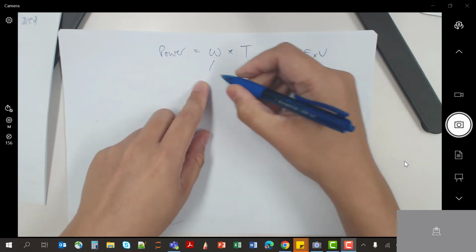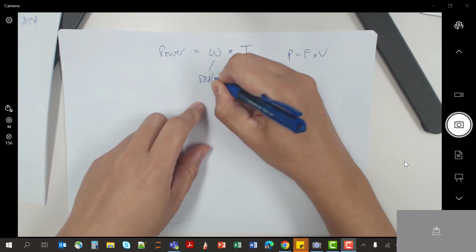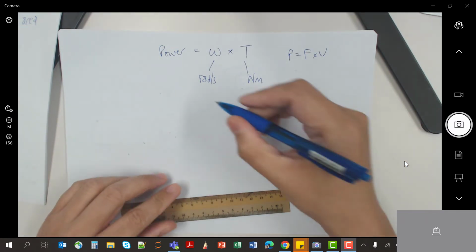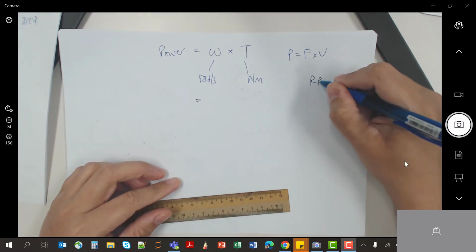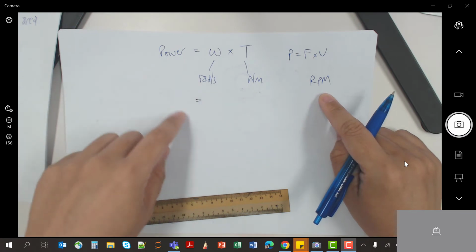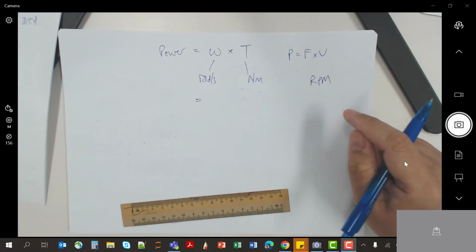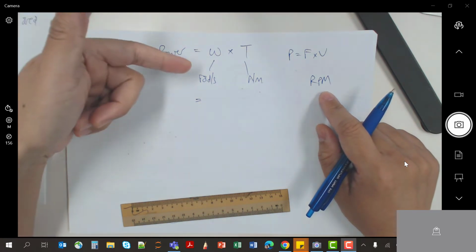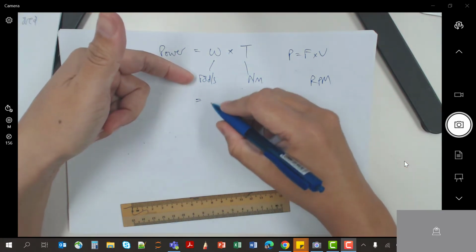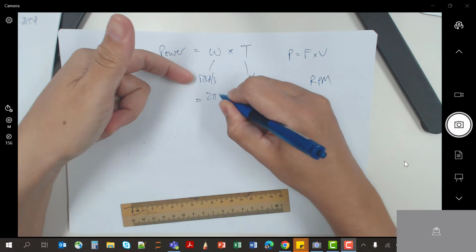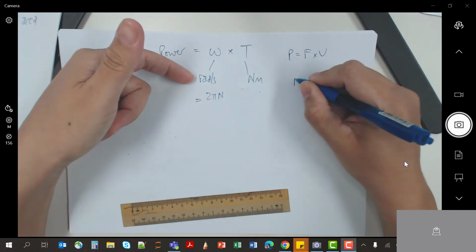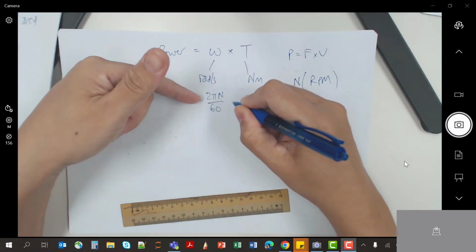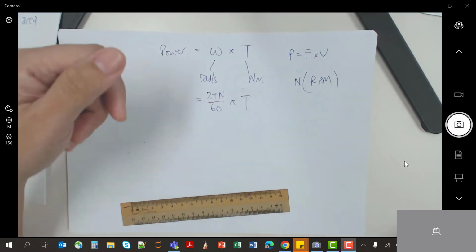So they are essentially the same. Omega would be radians per second and torque would be Newton meters. Sometimes you are given your RPM value instead. The shaft is turning at say 500 rotations per minute, so you have to convert it to radians per second. How to convert? It will be 2 pi n in terms of RPM, so power is 2 pi n over 60 times torque.